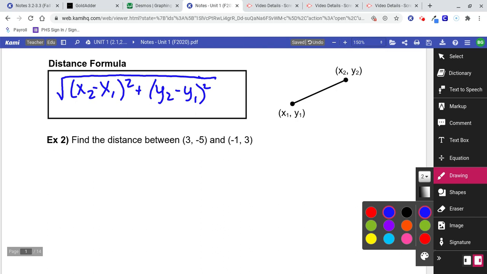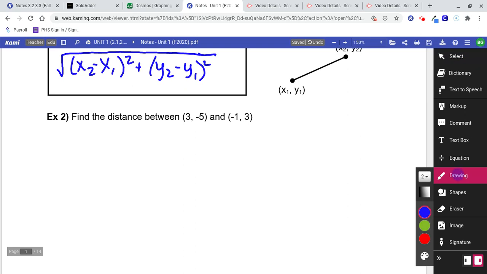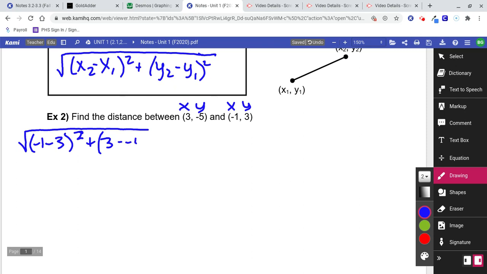So example 2 says find the distance between those 2 points. Notice you've got an x and a y and an x and a y. So the distance formula says square root of, quantity, second x is -1 minus first x is 3, squared, plus second y is 3 minus first y is -5. So notice that's minus negative, squared.